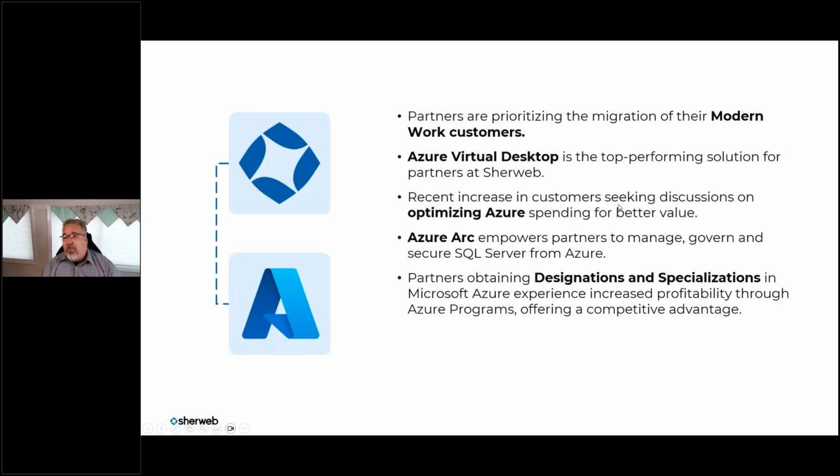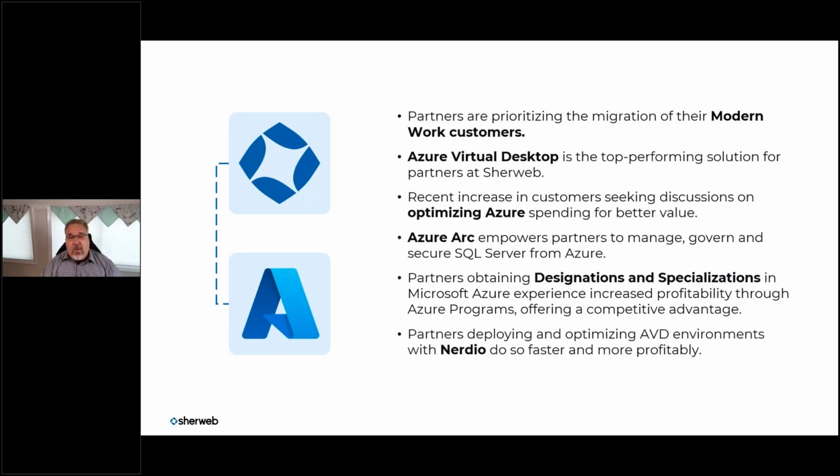Partners are prioritizing their modern work customers. When you're talking about Microsoft, there are many different facets. We've already talked about backup and DR: Microsoft Azure Backup and Microsoft Azure Site Recovery. There's also Azure Virtual Desktop. If your customer is working in terminal services or VDI and maybe very legacy, especially if it's on-prem and they've got SALs and CALs and all that.